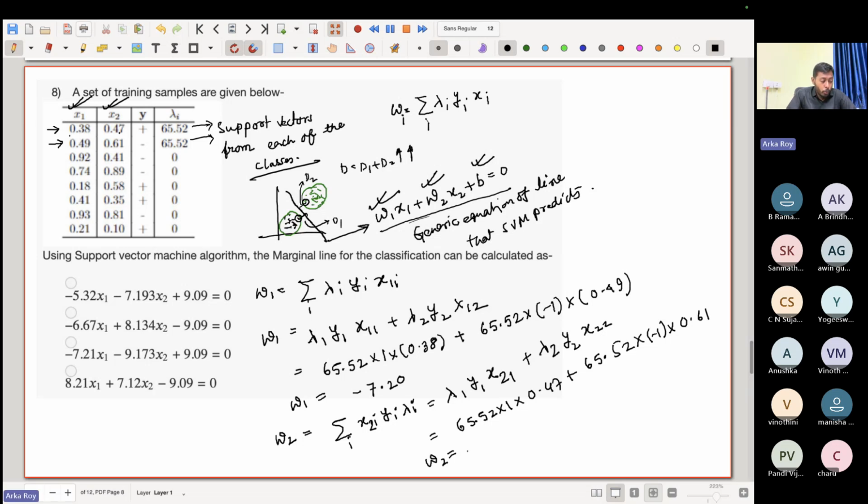So W2, if you calculate all these values, you will get W2 to be minus 9.17. So this is W1, this is W2. Now we have got the values of W1 and W2. Now just by looking at these particular values of W1 and W2 itself, we can say that this is the correct answer. But we also have to evaluate the value of b or the intercept.